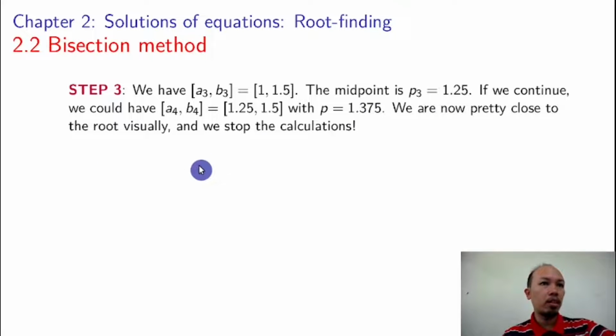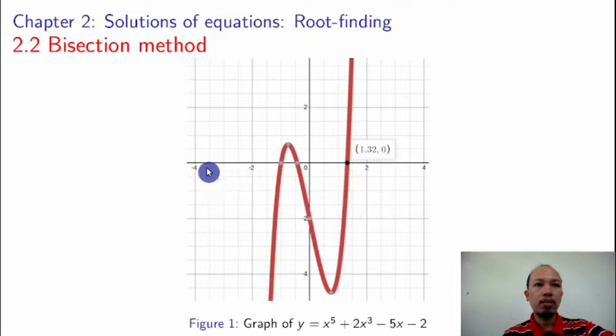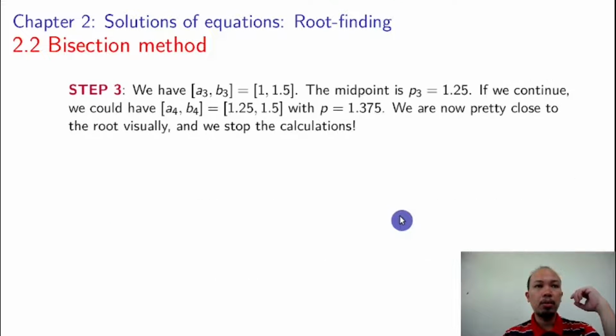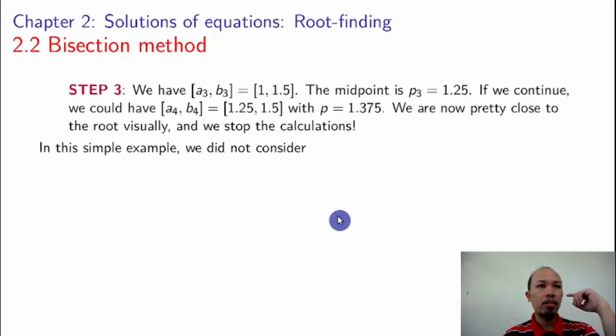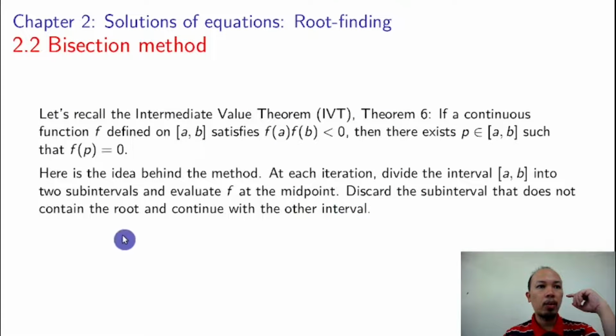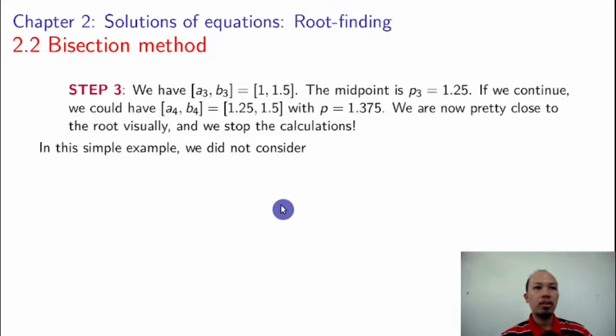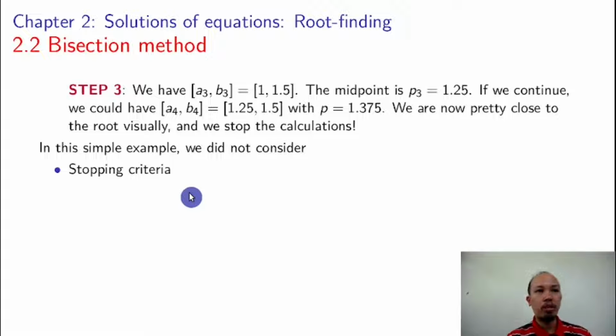If you look at the graph, we are now visually close. Okay, so just reuse the IVT. So that's how you are going to apply the bisection method, the bisection algorithm. So in this example 27, we did not consider a stopping criteria. So we move on to how many iterations.